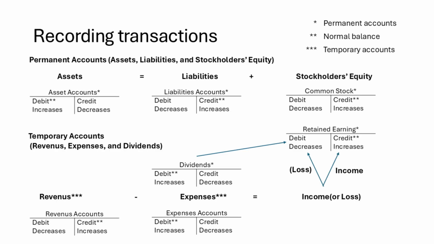Notice that the permanent accounts are represented by the accounting equation. Assets equals liabilities plus stockholders' equity. The temporary accounts are represented by revenue, expense, and dividends. Gains and losses would be treated like revenue and expense, respectively. The balance sheet will not balance until the temporary accounts are closed to retained earnings.